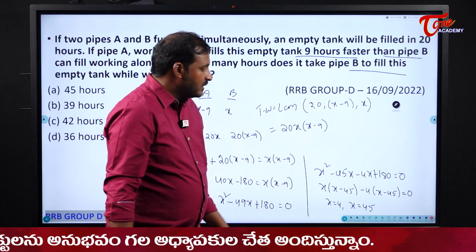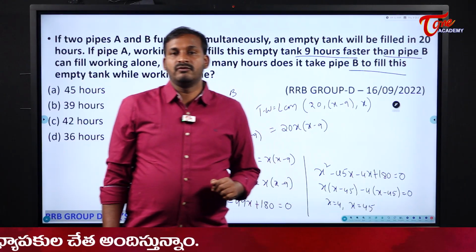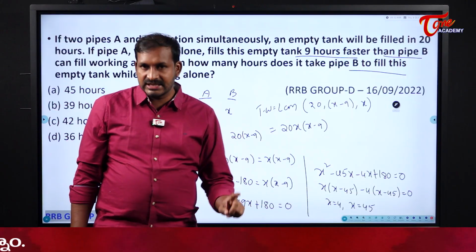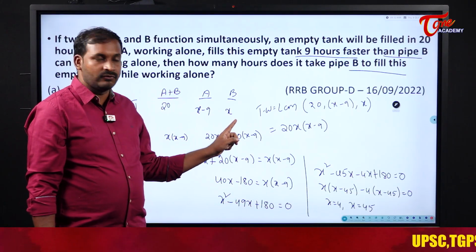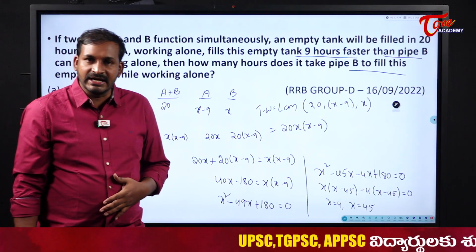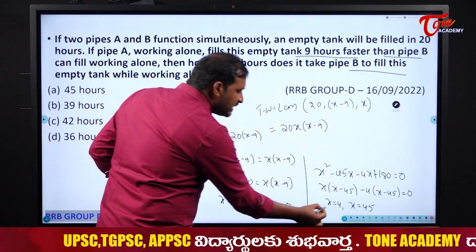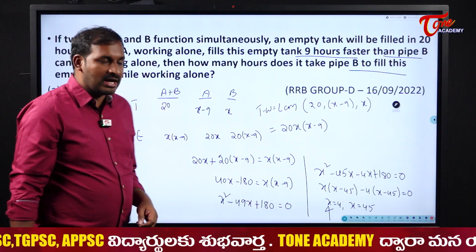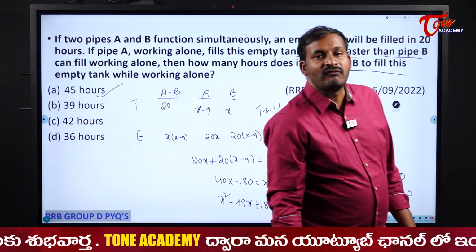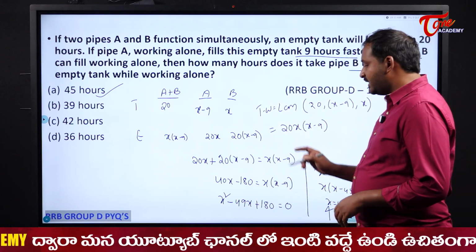Now tell me, why can I not take x is equal to 4 here? Why should I take only x is equal to 45? The reason is very simple. If I take x is equal to 4, what about x minus 9? Minus 5. Will we have time in negative? In minus 5 days, how is it possible? It is not possible. That is the reason x is equal to 4 is not our answer. Here our answer becomes x is equal to 45, 45 hours. Okay, understood?